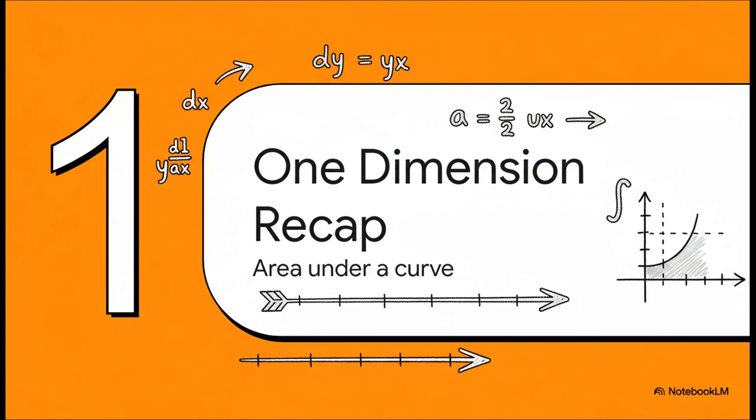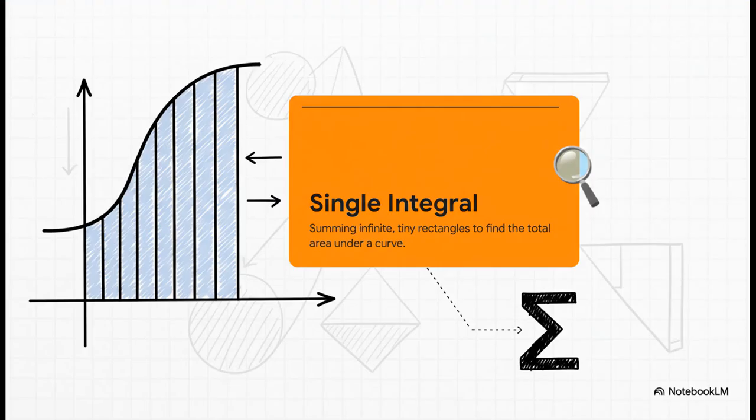We're starting on familiar ground. Section 1, a quick recap of single-variable calculus. You remember this, right? The single integral. At its heart, it's really just a powerful method for summing things up. We slice the area under a curve into a bajillion super thin rectangles and then just add all their areas together to find the total. The key idea is just summing up tiny pieces.